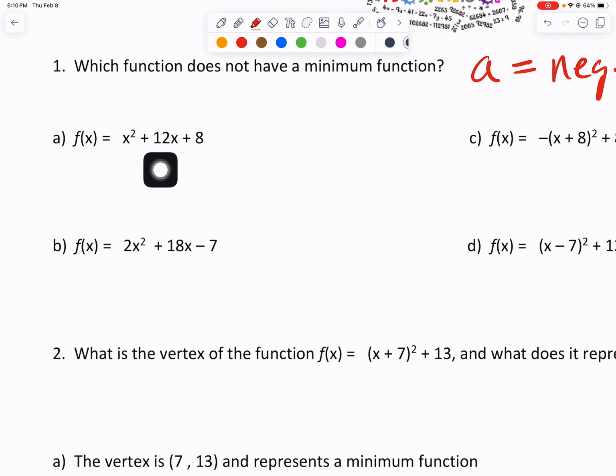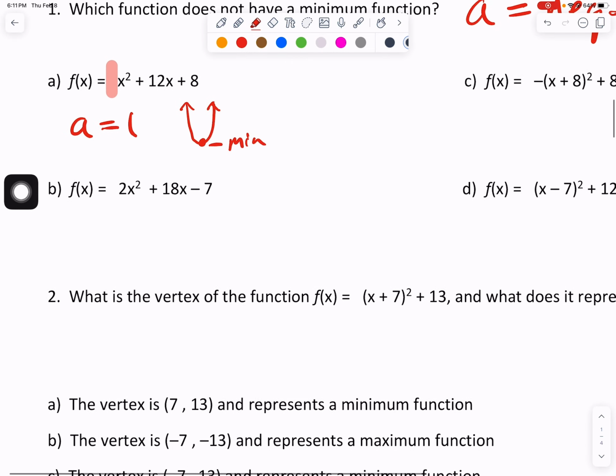F of x equals x squared plus 12x plus 8. Our coefficient of x squared is also our a value. And yes, if there's a space between, that is complete error. There's an imaginary 1 there, and yes, it is positive. And what do positive people do? They like to smile, just like my parabola does when my a value is positive, but that also creates a minimum. Let's check out answer choice B here.